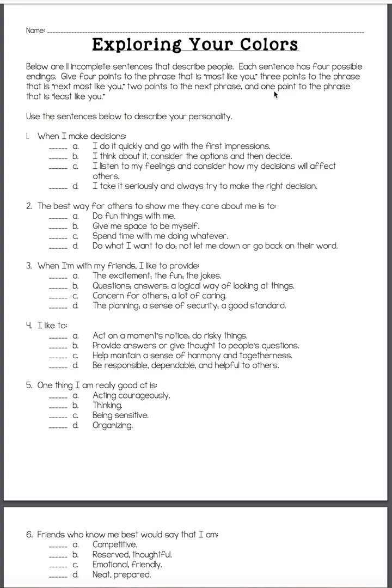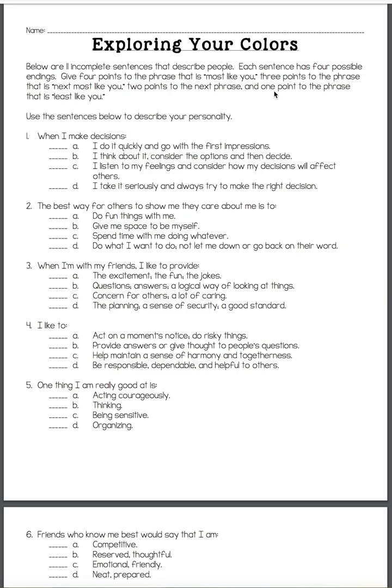Each one of those letters should have a number in front of it. There should be a number in front of A, a number in front of B, a number in front of C, and a number in front of D. You should have the numbers 4, 3, 2, 1 for each of those.